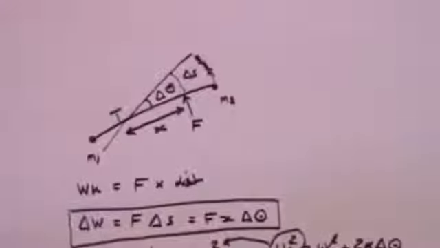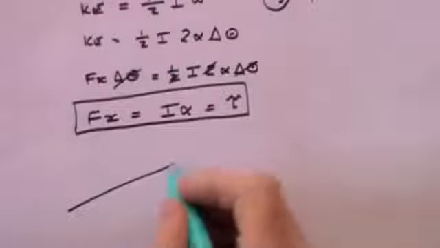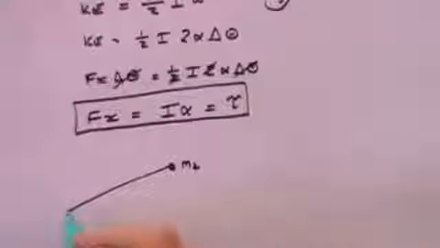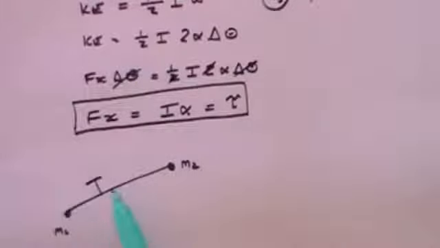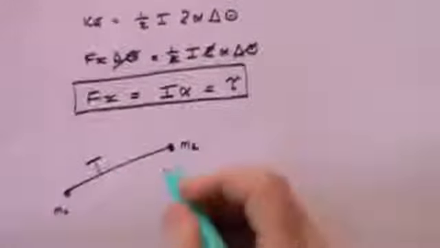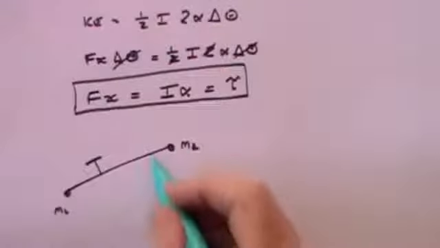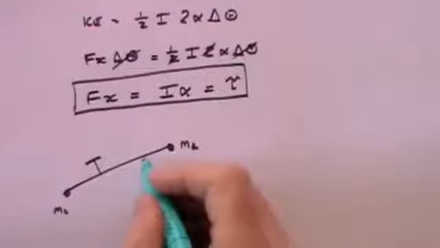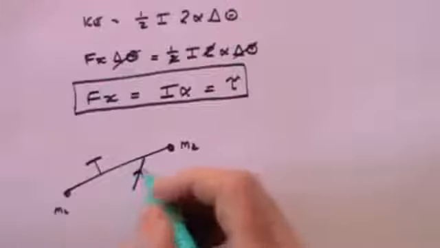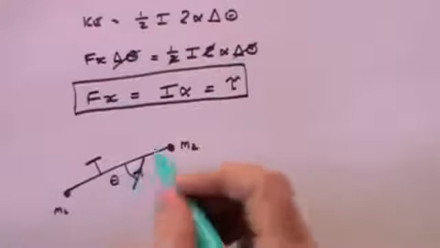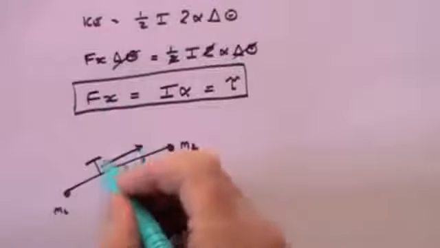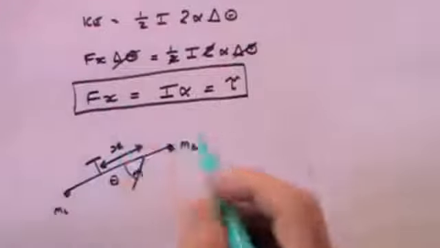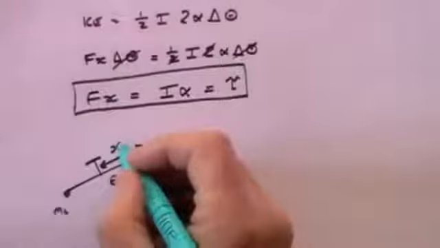Suppose I take exactly the same system as I have here. So we've got a rod with two masses at the end, mass M1 and M2, pivoted at this point here so that they can swivel about this point. But instead of applying a force perpendicular to this rod, I now apply a force at an angle theta. And the force is applied at a distance x from the pivot point.